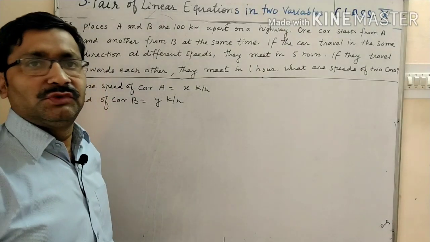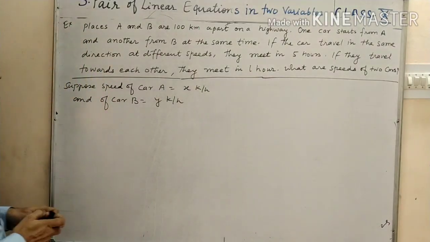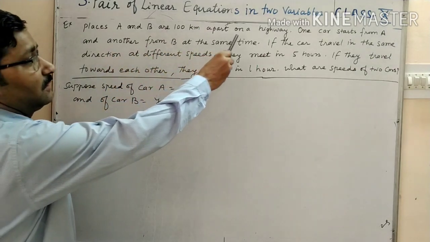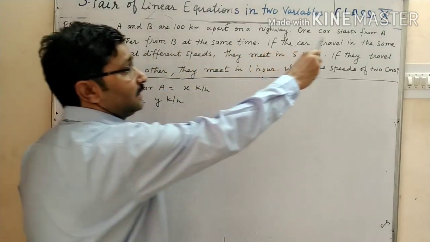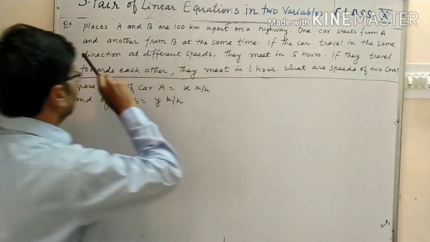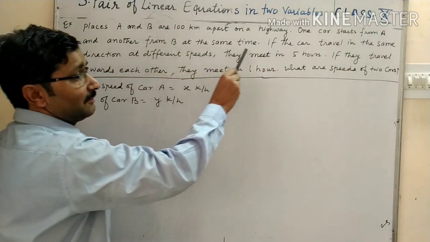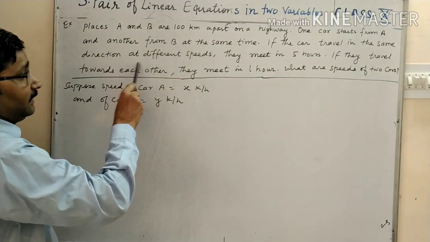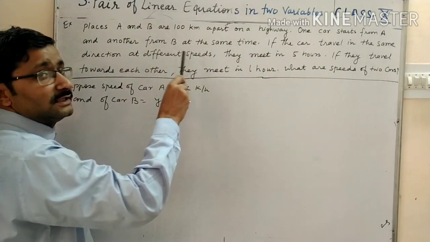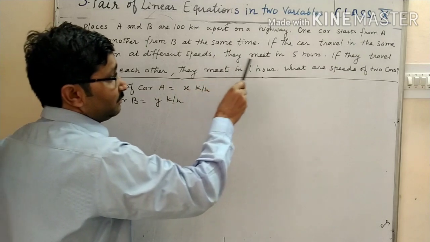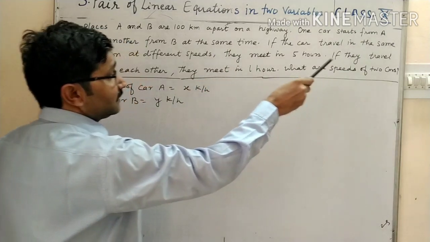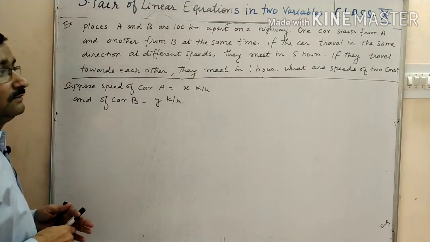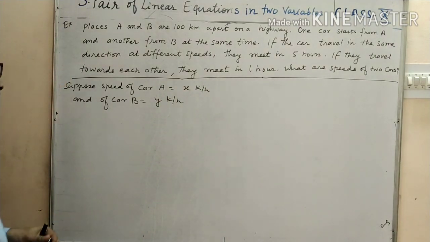Today we will do some questions. Places A and B are 100 km apart on a highway. One car starts from A and another from B at the same time. If the cars travel in the same direction at different speeds, they meet in 5 hours. If they travel toward each other, they meet in 1 hour. What are the speeds of the cars?